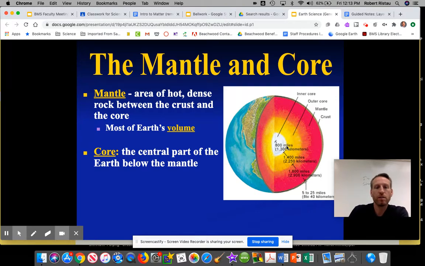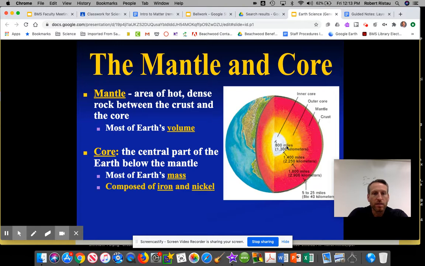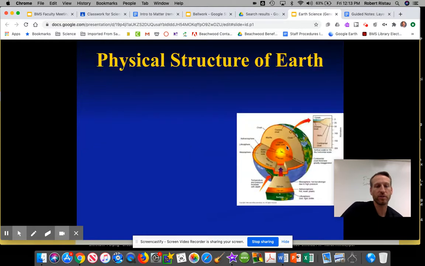The core, the central part of the Earth, it's below the mantle. It's in the center. It has most of Earth's mass. So even though it doesn't take up as much space as the mantle does, it does have most of Earth's mass. A big difference for the core compared to the other layers of the Earth, the core is made of metals, not of rock. The crust and mantle are made of rock. Core is made of metals, specifically iron and nickel, which we've seen now a number of times.